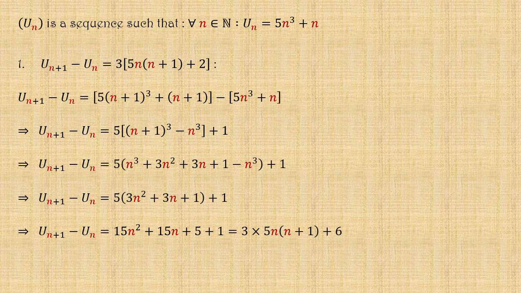By extracting the number 3 as a common factor in this sum, we find that u_(n+1) minus u_n equals 3 times (5 times n(n+1) plus 2), which ends our verification. Now let's prove by induction that the term u_n is divisible by 6 for every natural value of the number n.